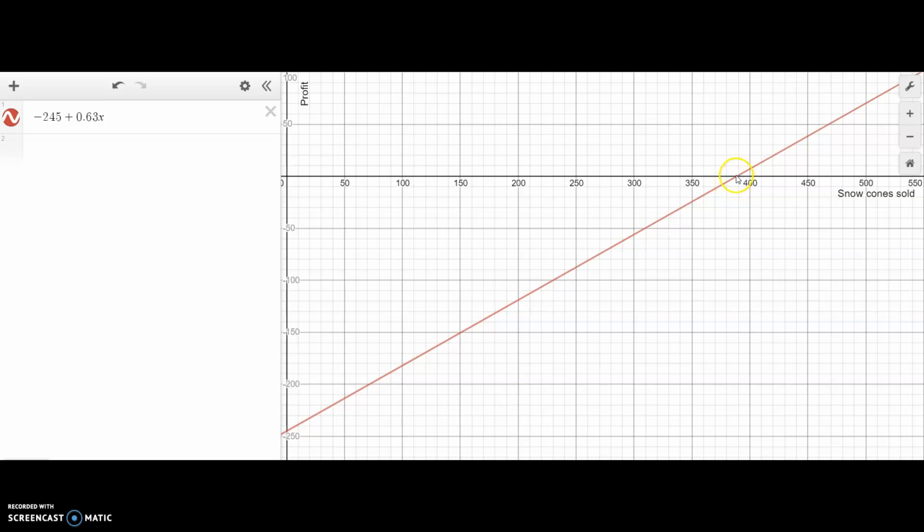All right, so what is the beauty of this particular graph? Well, we can figure out what the x-intercept is just by tapping on that. Looks like we have 389 snow cones sold will help us break even, which we already knew, right? And then let's look at that y-intercept. 0, negative 245.